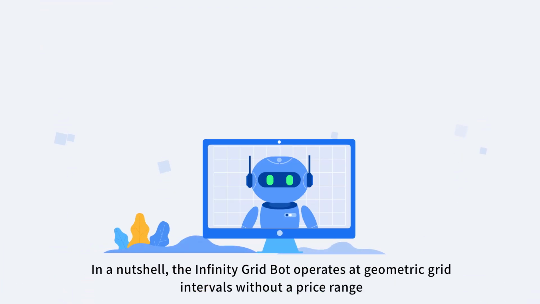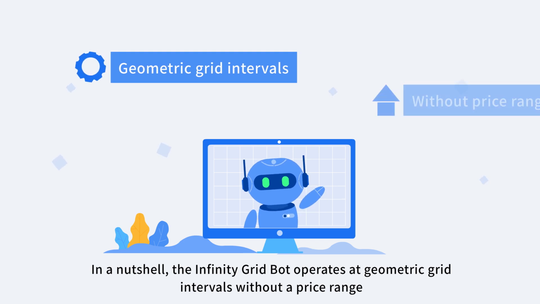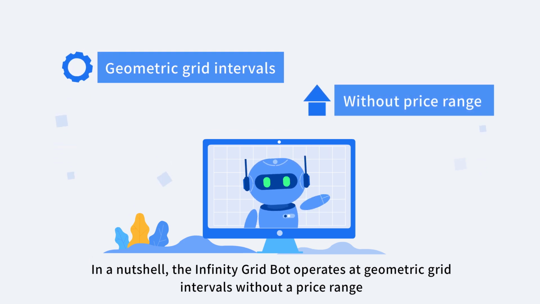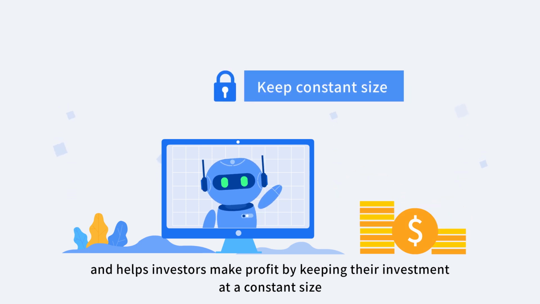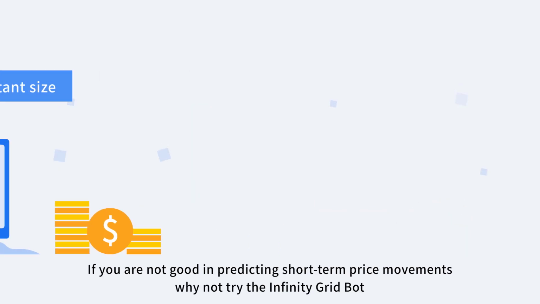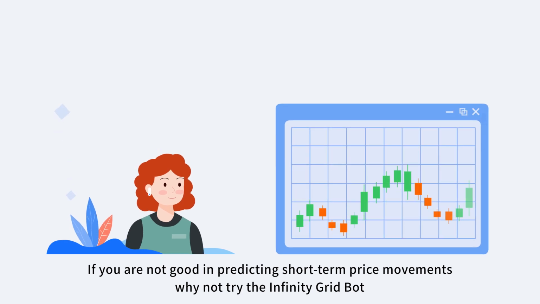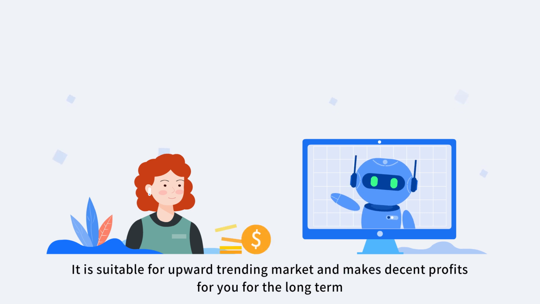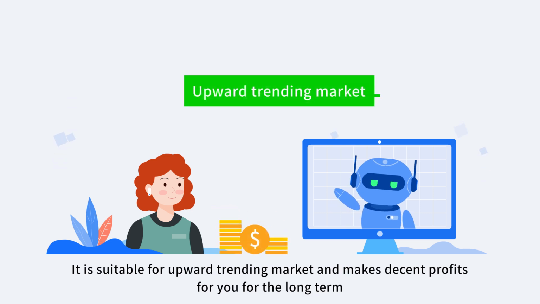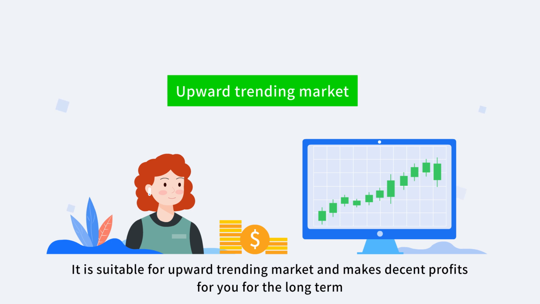In a nutshell, the Infinity Grid Bot operates at geometric grid intervals without a price range and helps investors make profit by keeping their investment at a constant size. If you are not good in predicting short-term price movements, why not try the Infinity Grid Bot? It is suitable for upward trending market and makes decent profits for you for the long term.